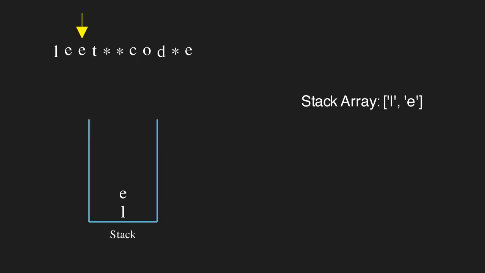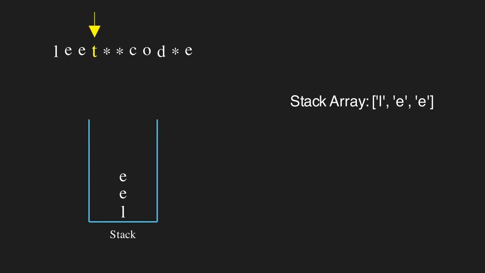Our stack holds L and E. The third character is another E. Because it is not a star, the rule dictates we store it. We perform a push operation, appending this second E to the stack. The intermediate stack outcome is now L, E, and E at the top.